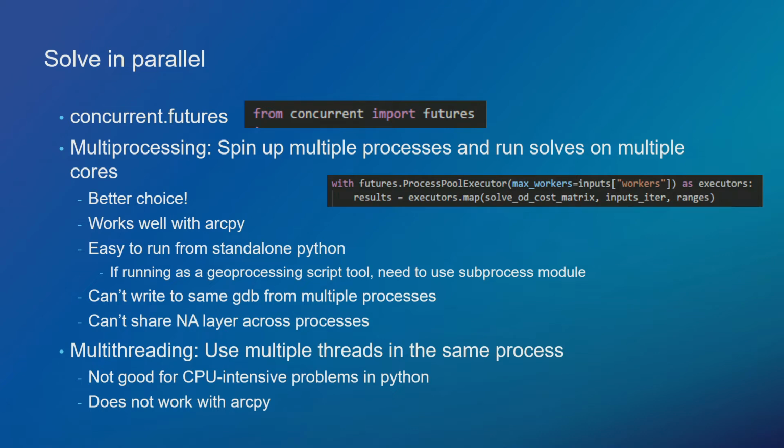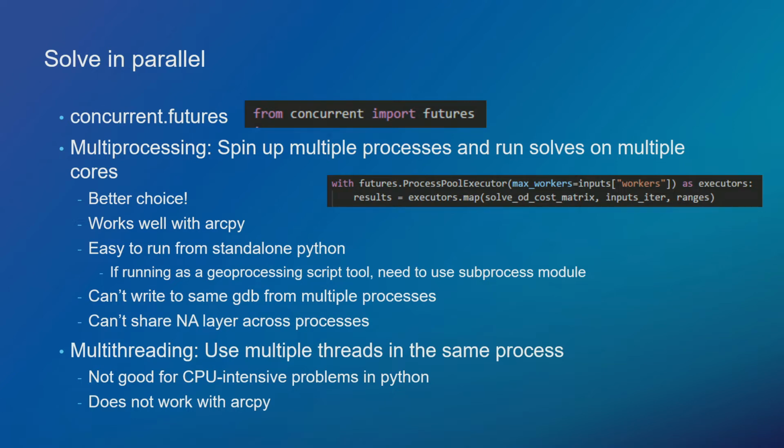And concurrent futures gives you two options for doing things in parallel: multiprocessing and multi-threading. Multi-threading is not too great for CPU-intensive problems in Python, and it doesn't really work very well with ArcPy, so we don't recommend using that. We recommend instead using multiprocessing. This allows you to spin up multiple processes and run your solves against multiple cores. It works nicely with ArcPy, and it's really easy to run from standalone Python.